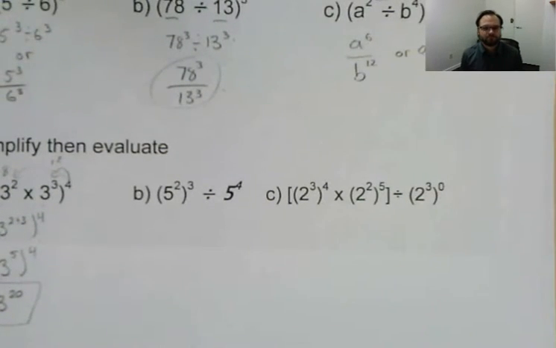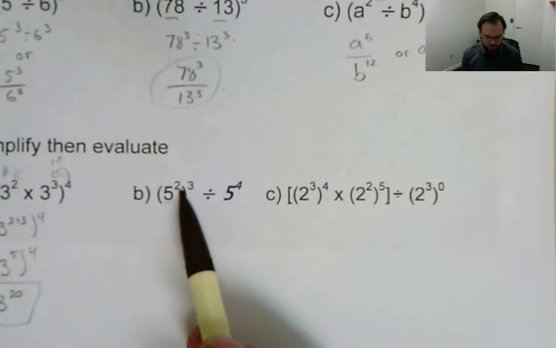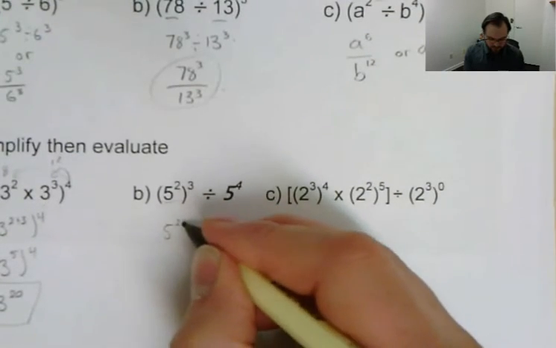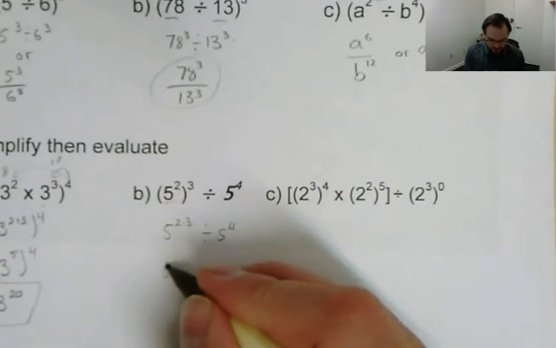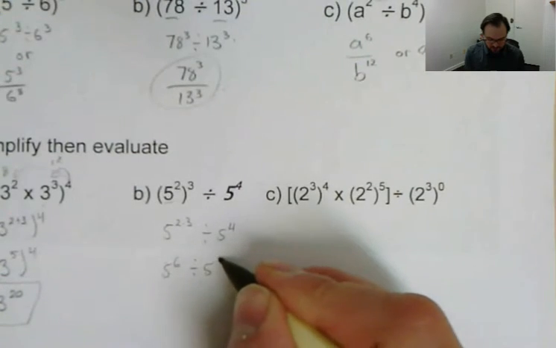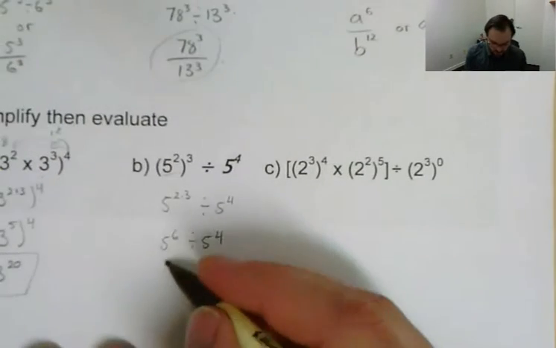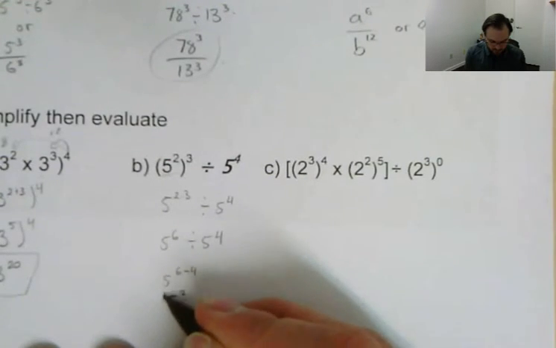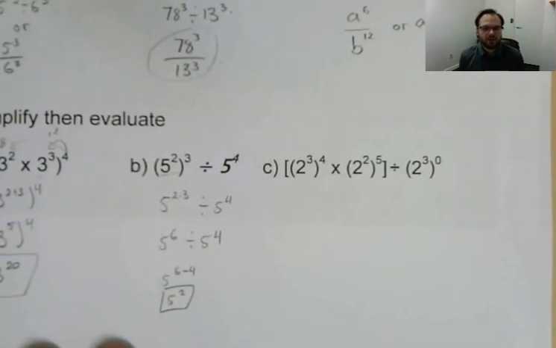Okay, so let's follow BEDMAS again. Brackets, okay, there we go. We can't simplify that anymore. Well, now we go exponents. So a power to a power, we have to multiply those together. So that's going to give me 5 to the power of 2 times 3, and that's going to be divided by 5 to the power of 4. So that's the same thing as 5 to the power of 6 divided by 5 to the power of 4. Now, what we want to do here is we have division, so we're going to subtract. So that's 5 to the power of 6 minus 4 is equal to 5 to the power of 2. And there is my answer. Now, let's look at my next one and my very last one.